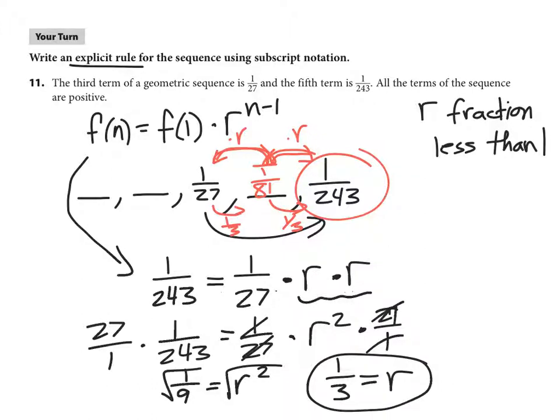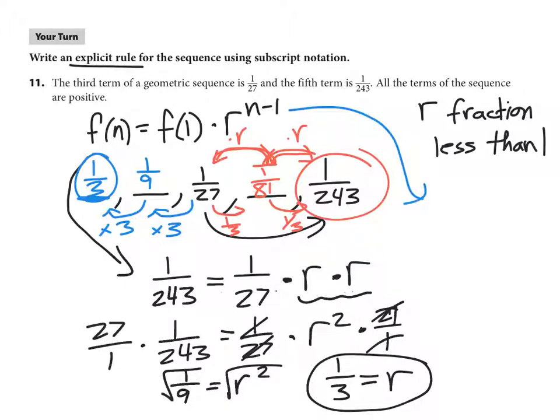Now, to write an explicit rule, I've got to find term number 1. So what am I going to do? I'm going to go backwards. I'm not going to multiply by 1/3. Instead, I'm going to do the reciprocal, which is multiply by 3. If I take 1/27 and multiply by 3, I get 1/9. If I take 1/9 and multiply by 3, I get 1/3. So term 1 is 1/3. If I wrote it in function notation, it would look like f of n equals 1/3 times 1/3 to the n minus 1 power.